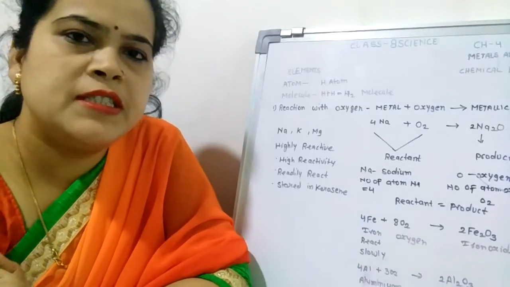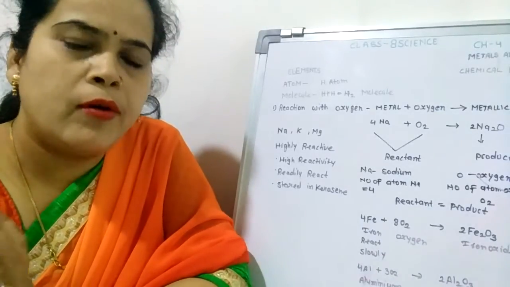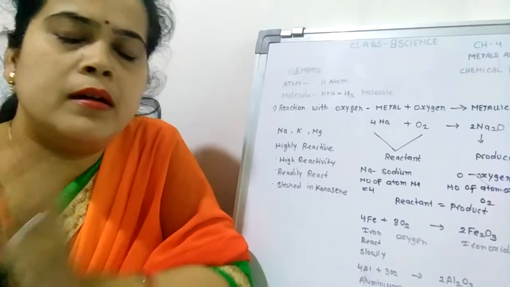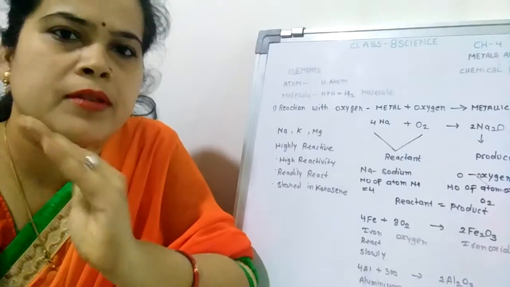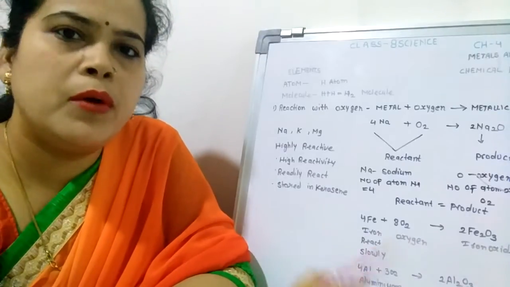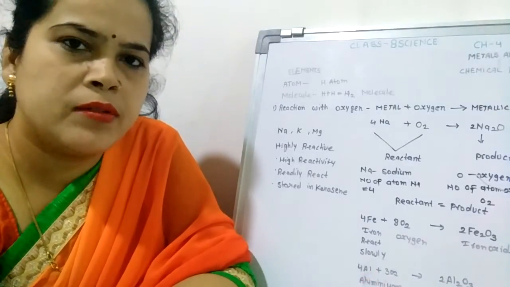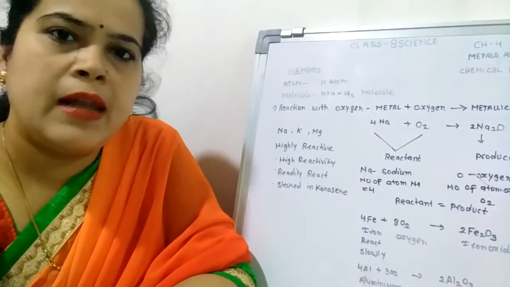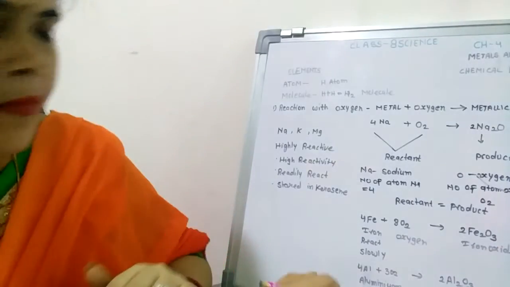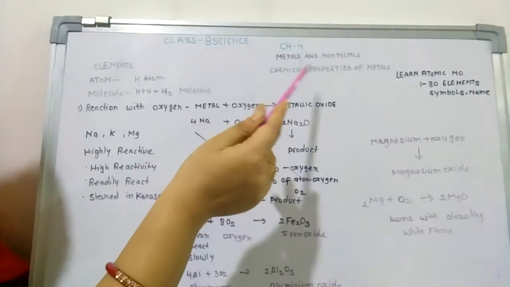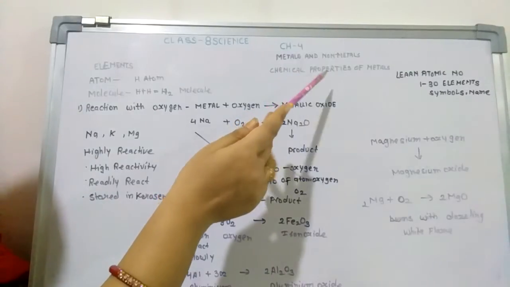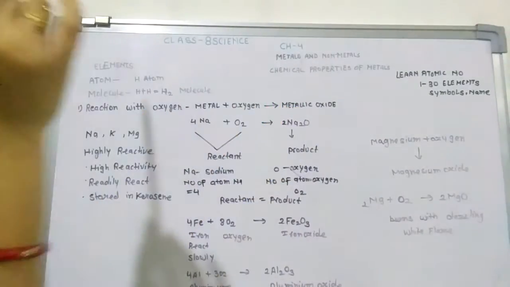So we will continue chapter 4. I already taught you physical properties of metals and physical properties of non-metals. Today I am going to start chemical properties of metals. Let us see. Science chapter 4, metals and non-metals, and today's topic is chemical properties of metals.